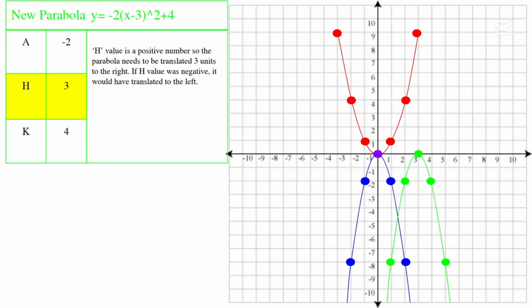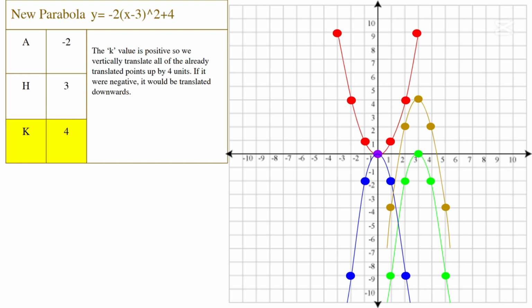So now for the h value, the h value can be found in this bracket, and it's used to translate the parabola left and right. Since our h value is positive, the parabola needs to be translated 3 units to the right. So over here, we just translated it 1, 2, 3, really simple, and that's how it's done. But if the h value was negative, then it would go to the other side, 1, 2, 3.